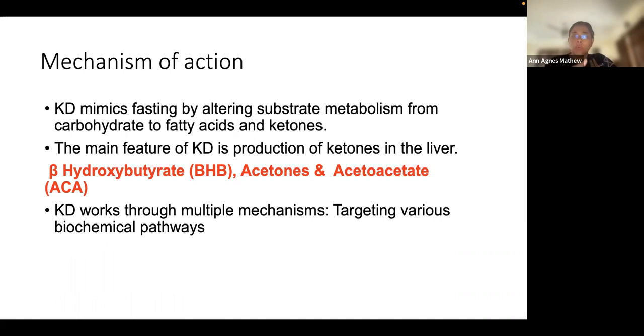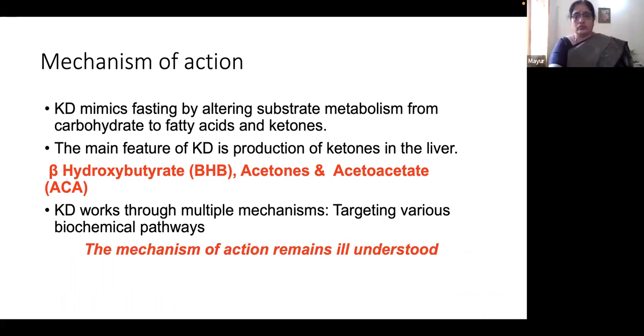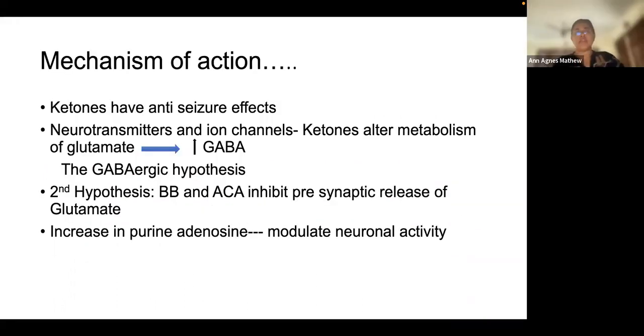How KD works, nobody really knows. It works through multiple mechanisms, targeting various biochemical pathways, and it is not very well understood. But we think that ketones have an anti-seizure effect. Dr. Malathi is here to talk today on how to ensure proper ketosis, which is a very complex thing. I'm here for a short while only, to ensure that we as physicians don't destroy the ketones.